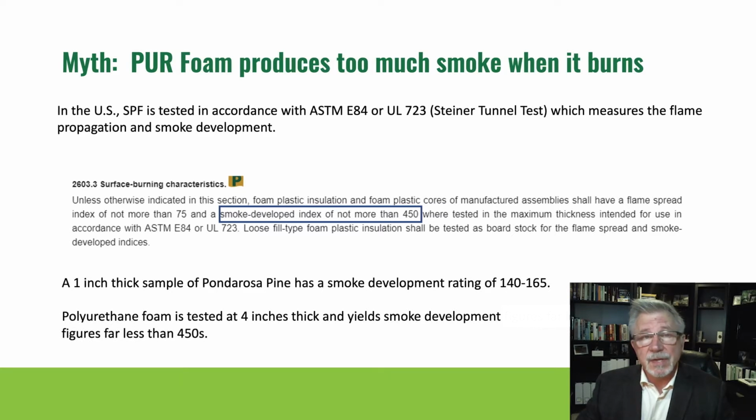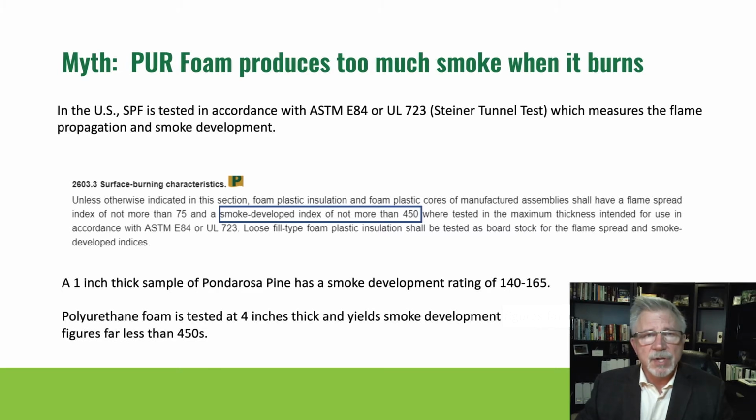Now it's interesting, smoke is a function of mass, how much material you actually burn. The more material you burn, the more smoke you're going to generate. Well, if we look at some of the popular building materials, like wood again, they have smoke developments, like ponderosa pine has a smoke development around 150, but it's only tested at 1 inch thick. PUR spray foam gets tested at 4 inches, and its smoke development number is far less than 450.